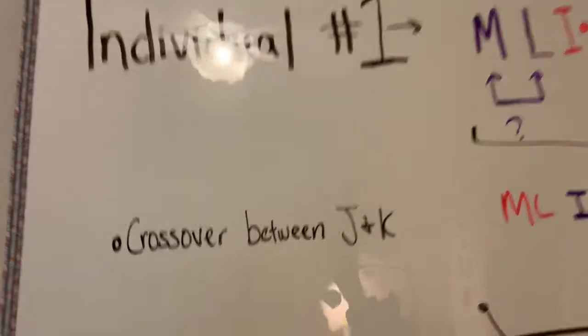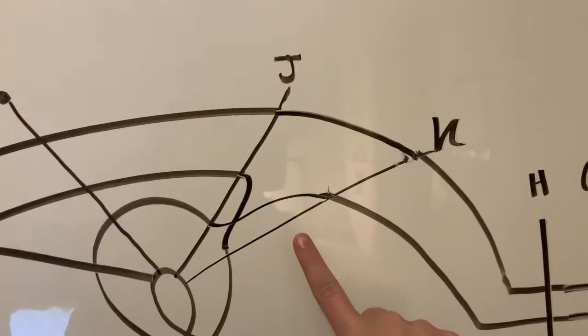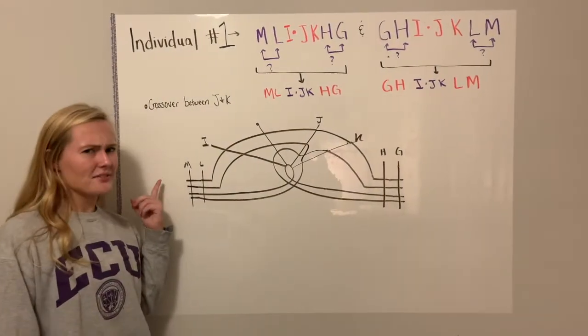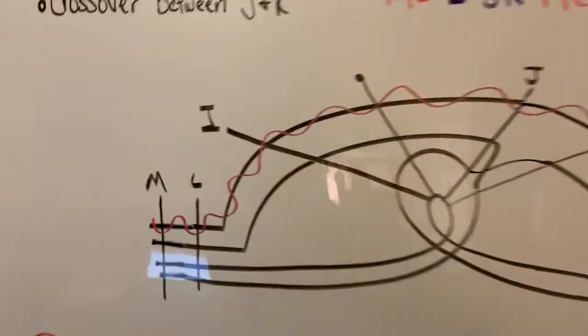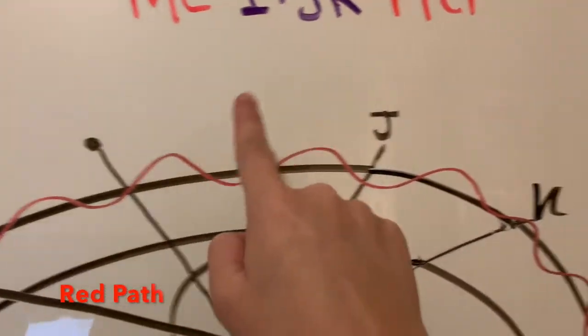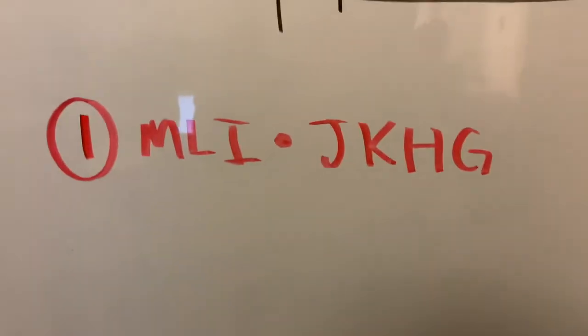For this example, we want a crossover between J and K. So let's go to J and K. This is what our crossover should look like. Now that we have our crossover, let's make our pass. For our first chromatid, we're going to start at path number 1, going from M L I . J K H G, making our way out to the end, and having this.